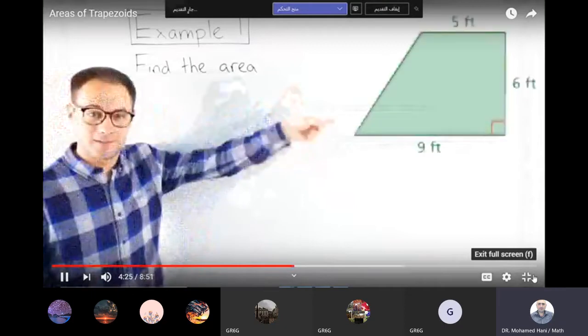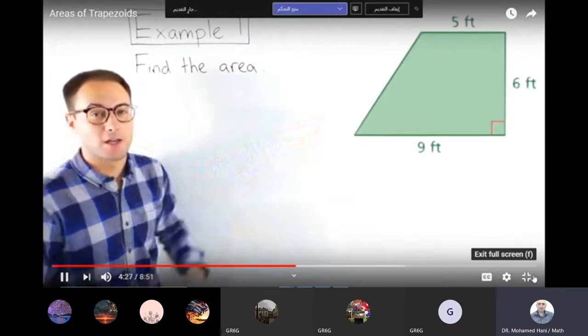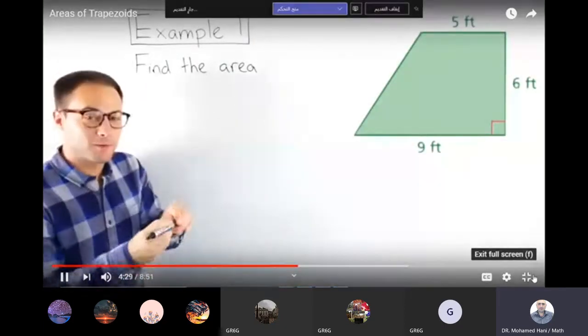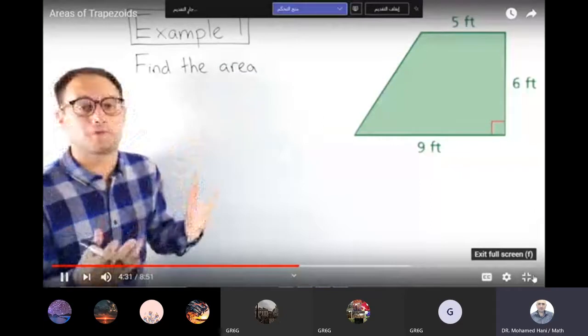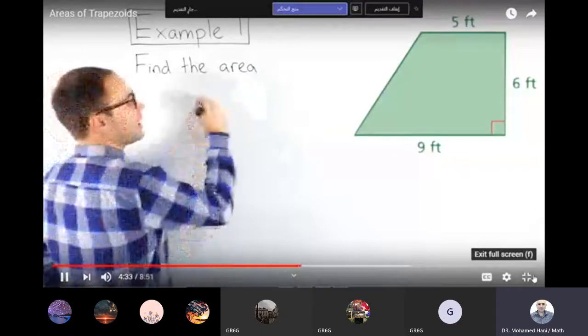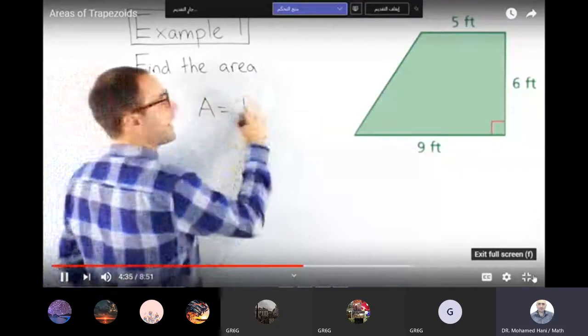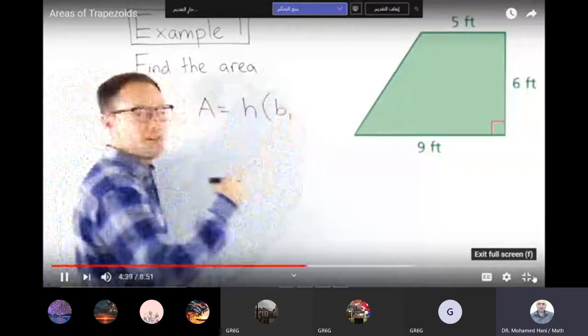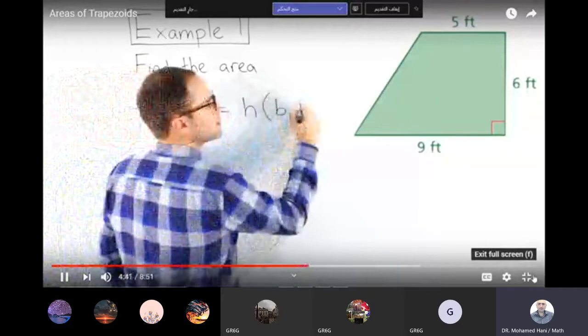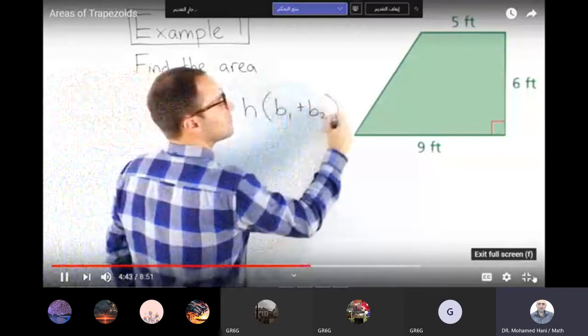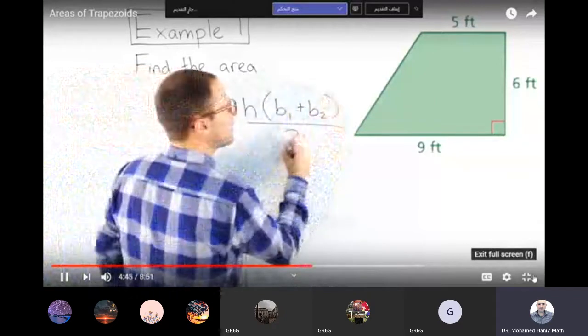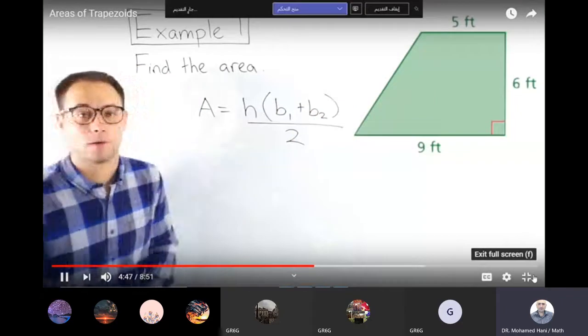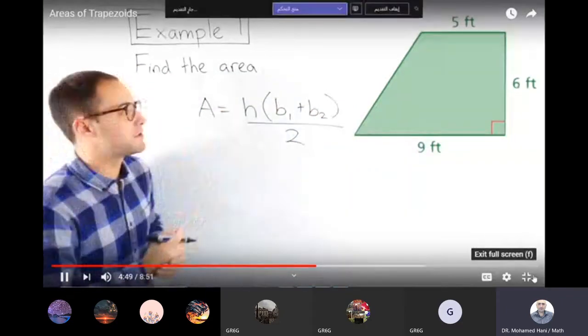Find the area of this trapezoid. So, if you remember, what we just found was the formula for area of a trapezoid. Area of a trapezoid was the height of the trapezoid times B1, the first base, plus B2, the other base, and all of that divided by 2. So let's look at our trapezoid.